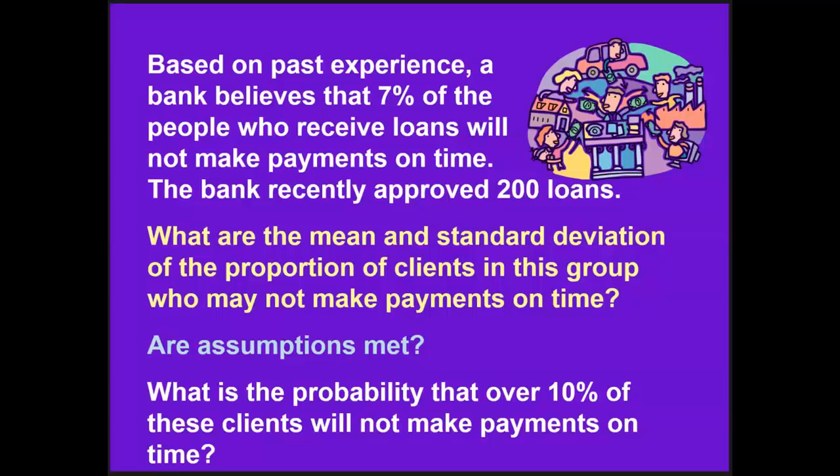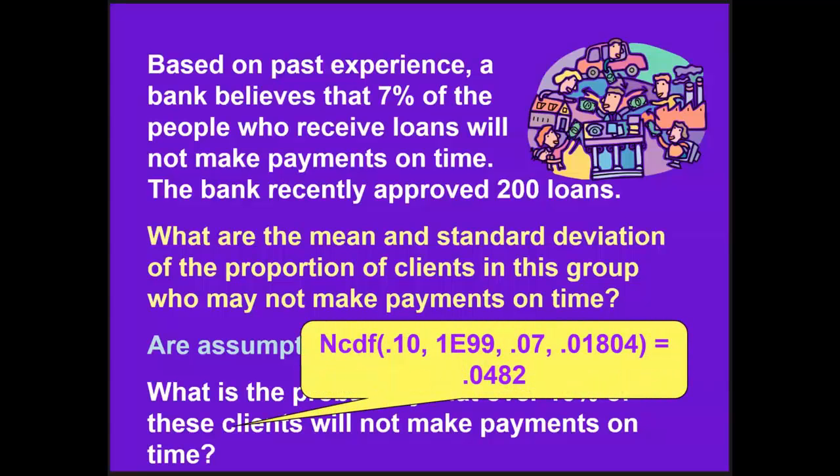And so we would just type that in the calculator. Let me just show you the calculator formula. So we have our lower bound is 0.1, our upper bound would be infinity, or we'd just use 1e99. The probability of success is 0.07, and then the standard deviation that we calculated, and we get that the probability of that statement happening would be about 4.8% of the time.